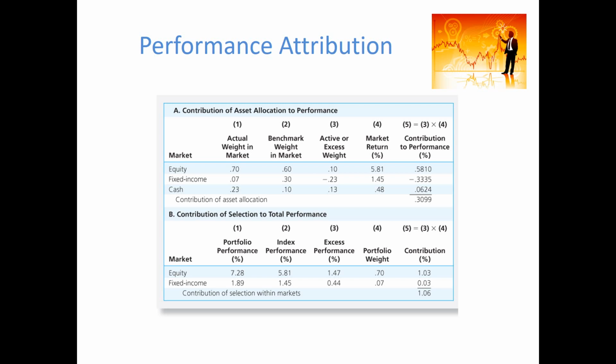So what we identify is that our managed portfolio outperforms the benchmark portfolio by 1.37% from the previous slide, and from this 1.37%, 0.31% is the contribution of the asset allocation decision, and 1.06% is the contribution of the security selection decision. So this is how we attribute portfolio performance to the key major decisions taken by investors.